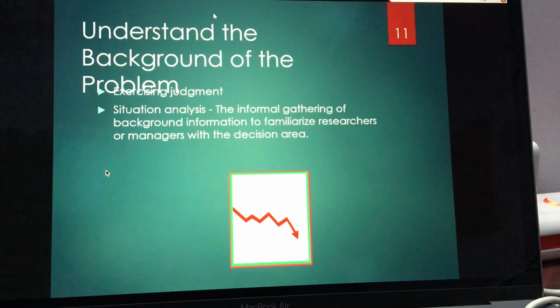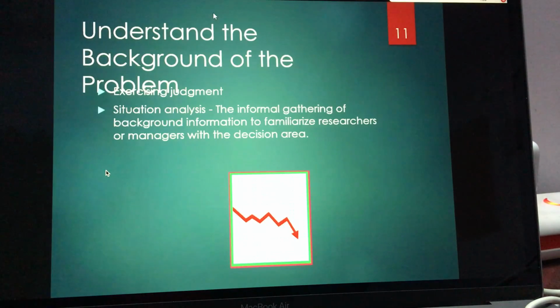So that's why you must understand the background of the problem. How do you understand it? You must do a situation analysis, a deep analysis of the entire situation in which you are going to carry out your decision.